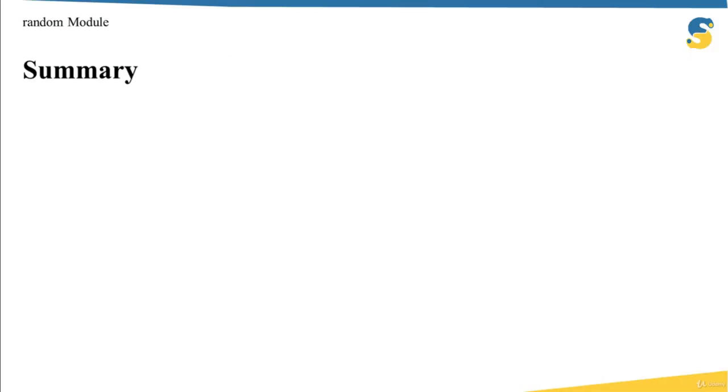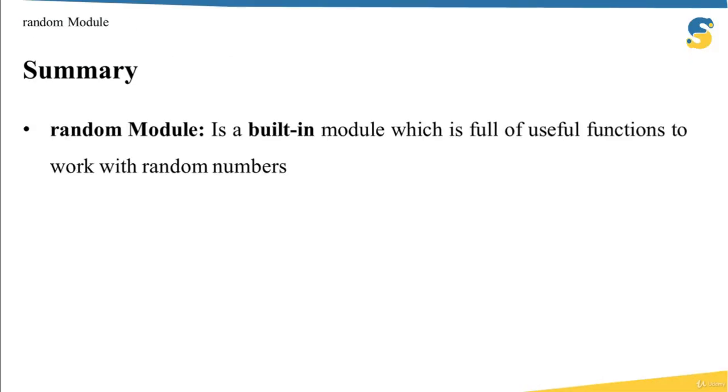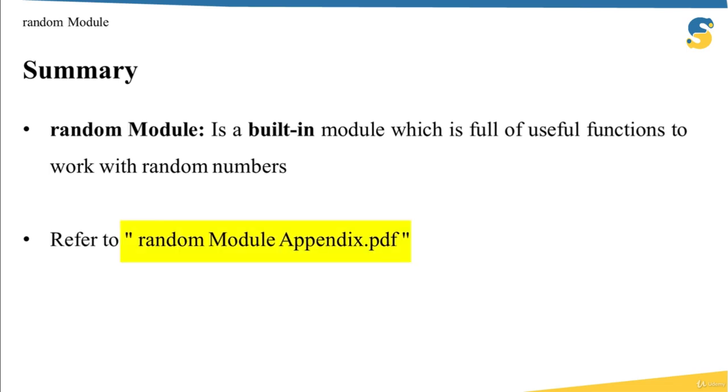Now let's summarize what we have learned in this lecture. First of all, we saw that the random module is a built-in module and it's full of useful functions to work with random numbers. And we used some functions in the code sessions. Please refer to the Random Module Appendix, in which you will find all the available functions in this lecture summarized.